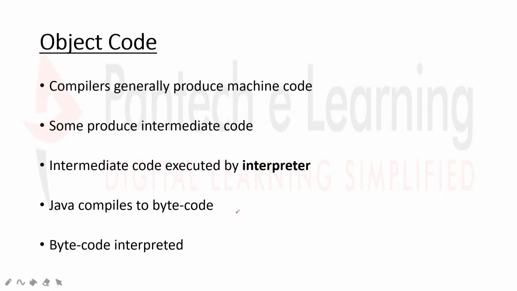In the next one, what is object code? Object code is what compilers generally produce, like machine code, which means the machine can understand it. For example, if you run your Java file, it will be converted into an object code. The main class you are using in your program will automatically be named as that object code file name.